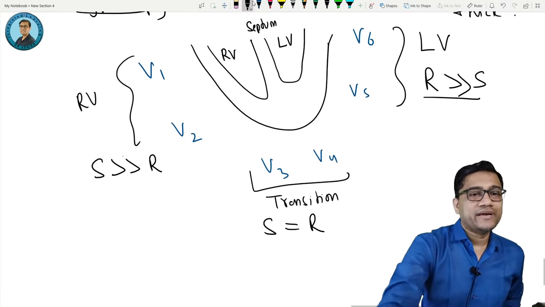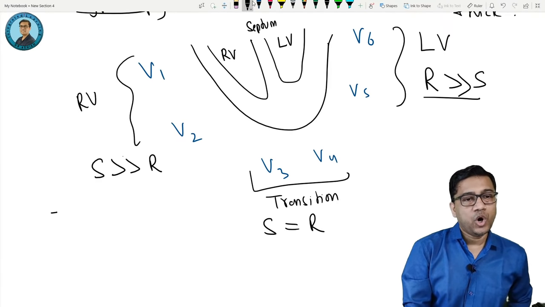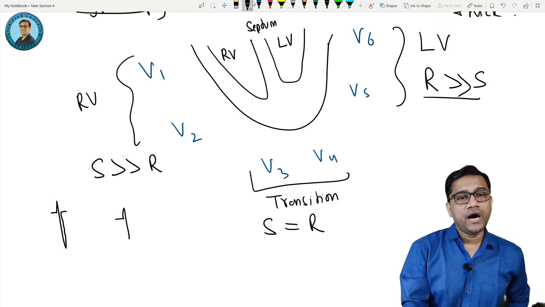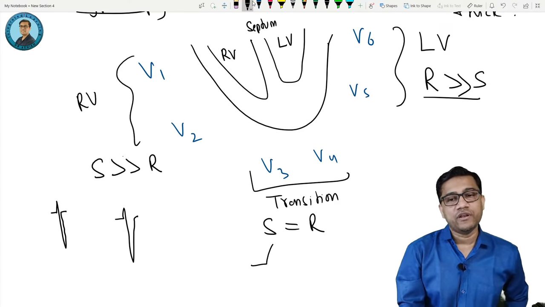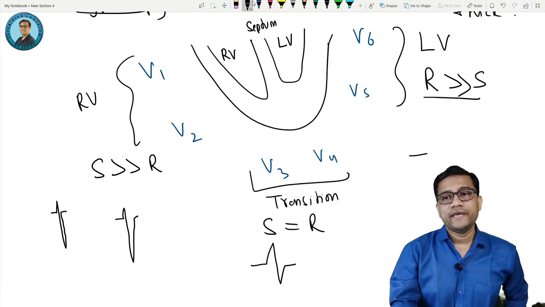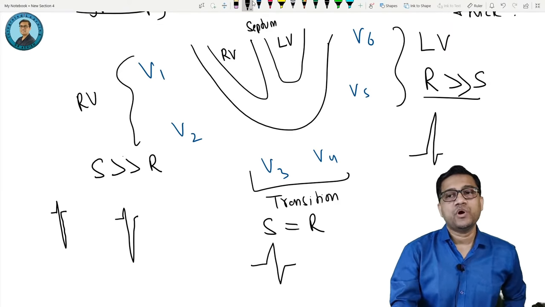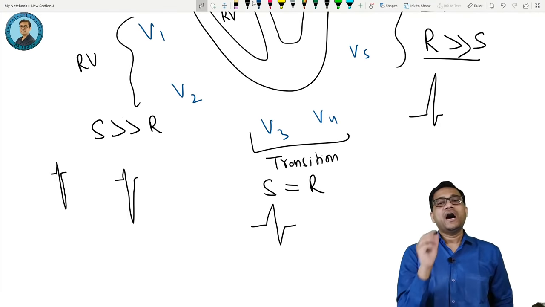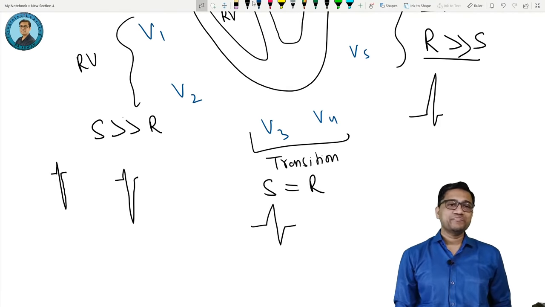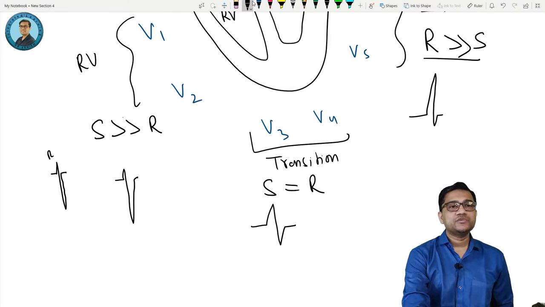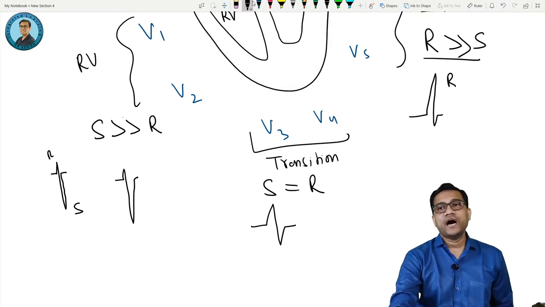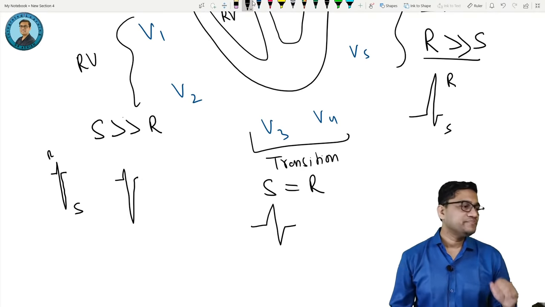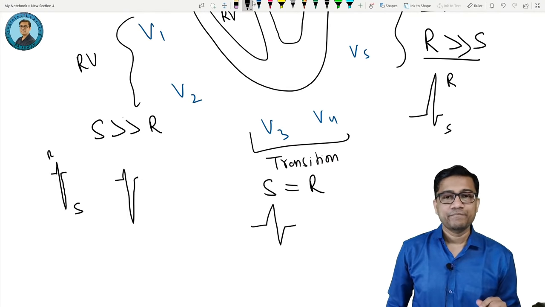So what do they look like? They look like this. See, small R, big S. Can you see? Small R, big S. Here equal, and here R is very big, small S. Easy. This is called RS progression. Are you clear now? So here R is small, S is big. Here R is big, S is small. Are you clear now? Okay.